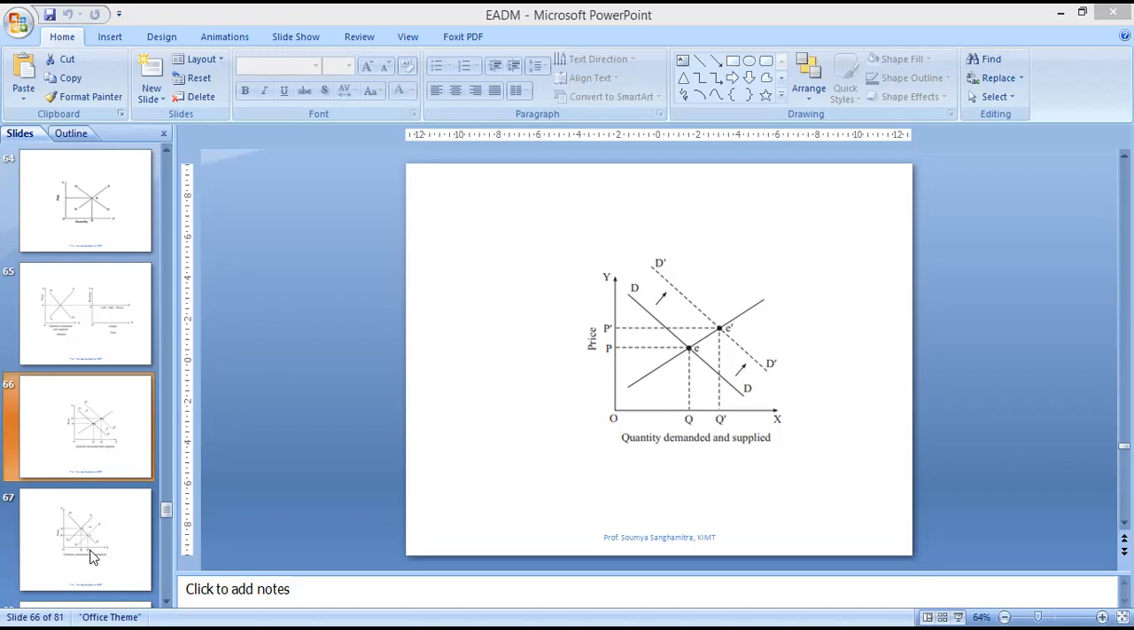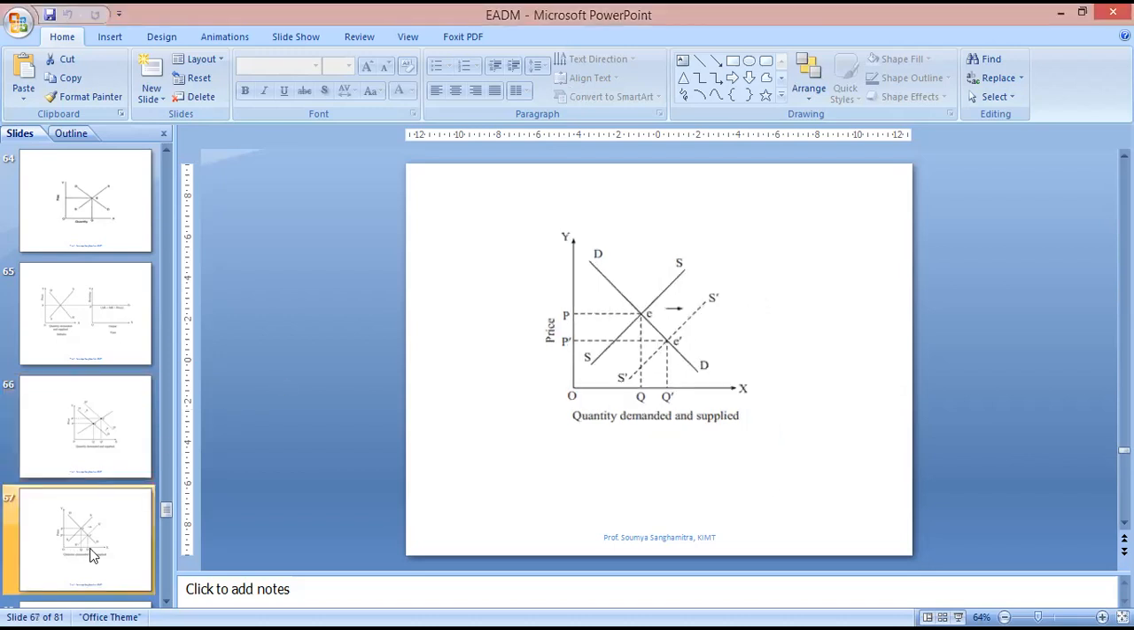Then here, if supply rises, the price goes down, and vice versa. This is illustrated here: the supply quantity increases, that is, the supply curve shifts to the right from S to S1, while the demand curve remains unchanged. As a result, the price falls from OP to OP1, but the sales increase from OQ to OQ1.